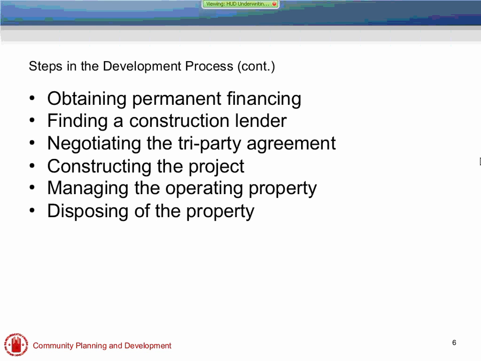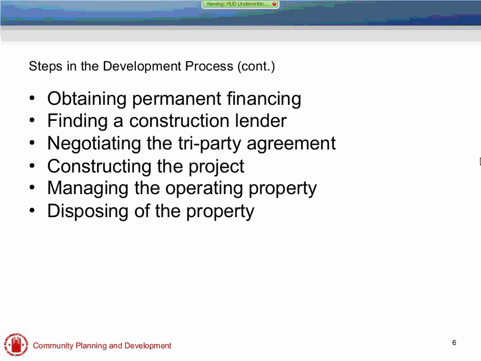Once that happens, obviously there's going to be a tri-party agreement, and that's really based on whose money is going in when, who's paid first if there's a foreclosure. So again, just agreements amongst the different people that are involved with putting money into the deal, and if something goes wrong, who's going to get paid first.